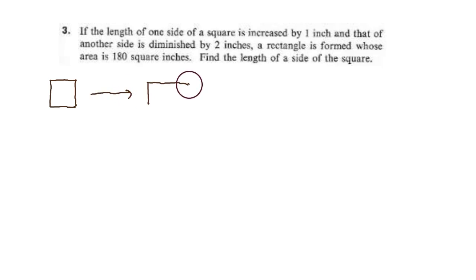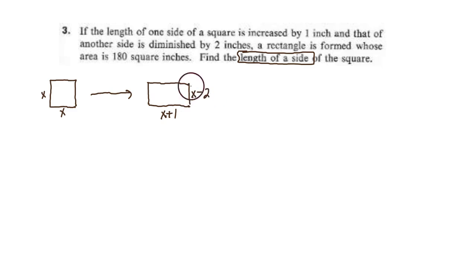I'm not trying to draw to scale. I just want to have a picture of a square and a rectangle to look at. The question asked, what is the length of a side of the square? That's what we need to choose a variable for. How about using x on the side of the square? Now it tells us how to create the rectangle. One side of the square is increased by 1, so this longer side we could call x plus 1. The other side was decreased by 2, so this is x minus 2.